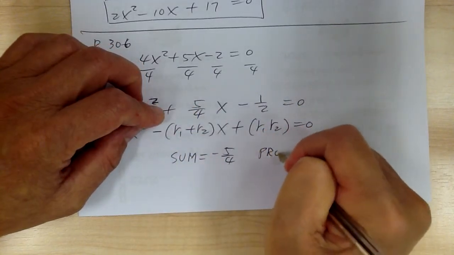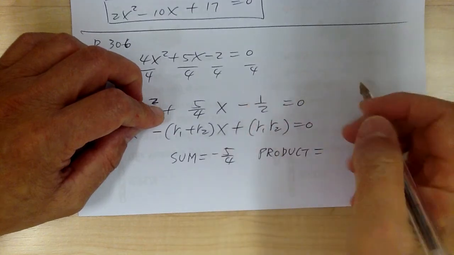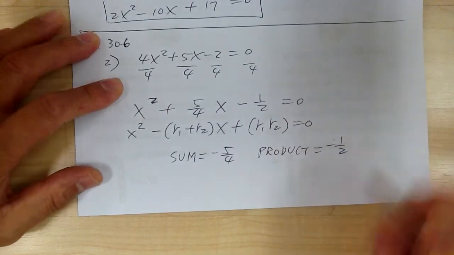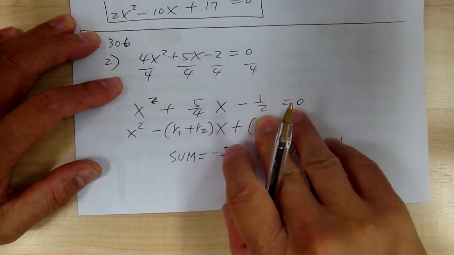And the product is this over here, so it's equal to negative 1/2, okay? So this way you don't have to actually solve the equation to get the two answers. You don't have to add and multiply; you can just go and match it up. So that's what that is, okay?